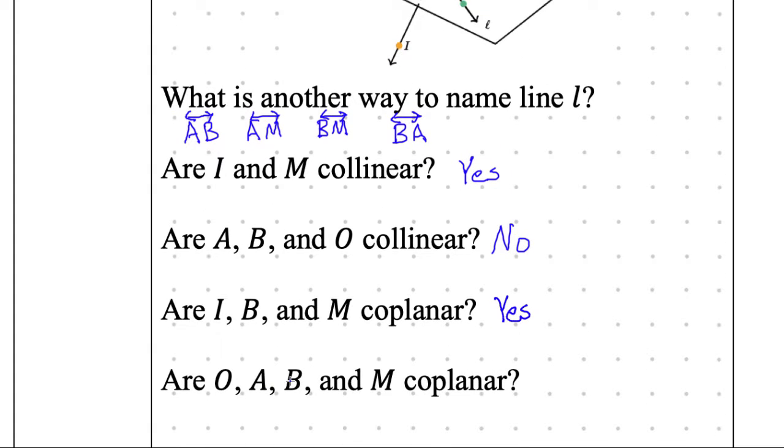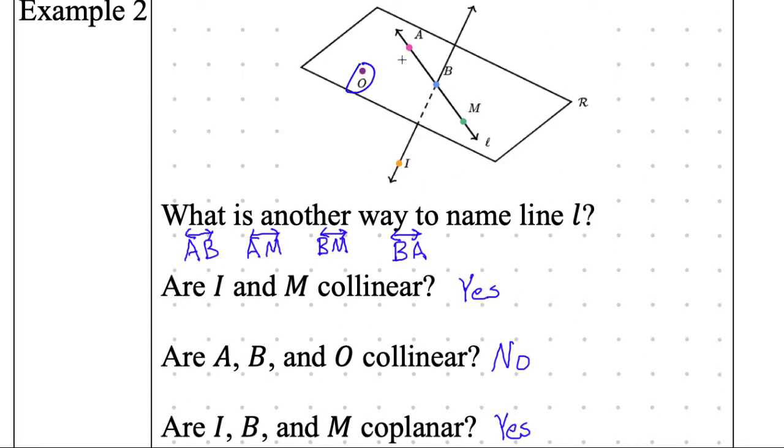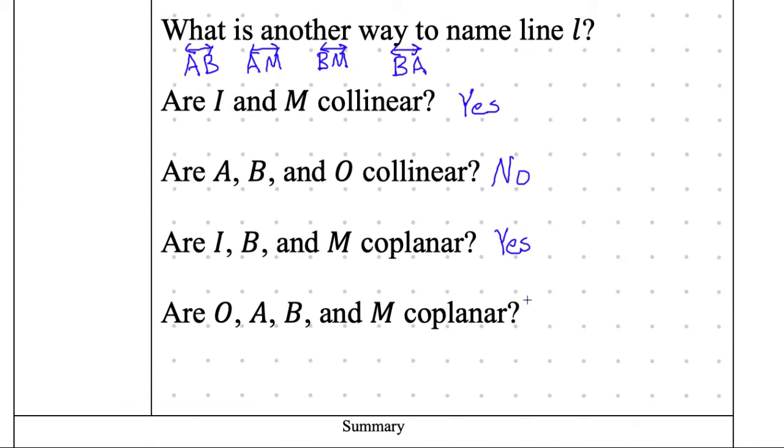What about O, A, B, and M? Well, again, A, B, M, this is kind of like the toothpick that is glued to the plane, to the playing card, and then O is also on the playing card. So all 4 of these are attached to the playing card, which is the plane. So all 4 of those are on the plane. The answer here is yes.